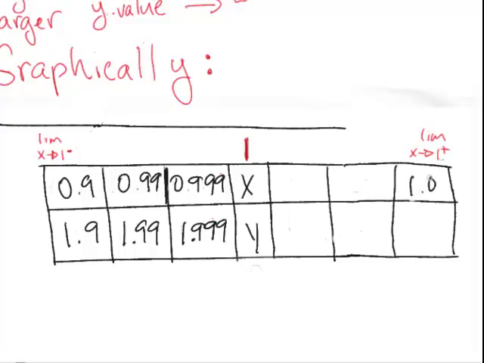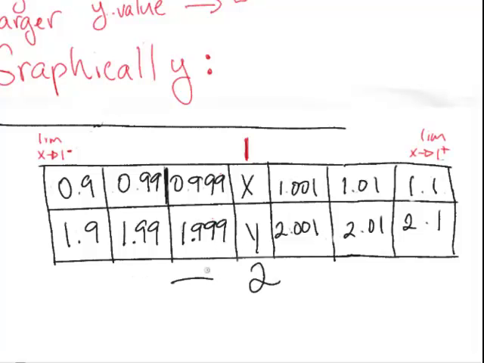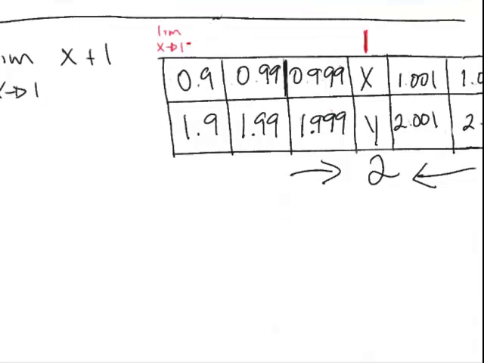If you remember, when we approached from the other direction, it's going to be values of 1.1. Let's start with just 1.1, 1.01 and 1.001. So when I add 1 to it, I get 2.1, and sure enough, it gets closer and closer to the y value of 2. So since they both approach 2 from either side, indeed the limit exists. And that's what we said earlier.